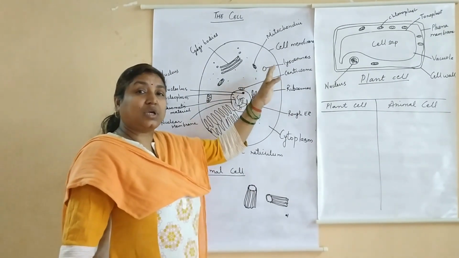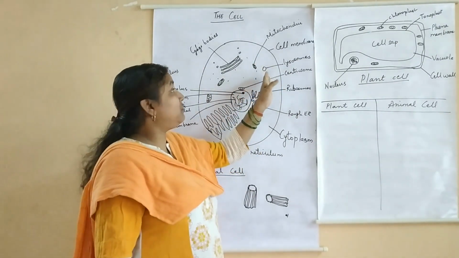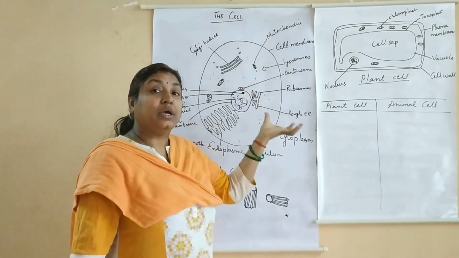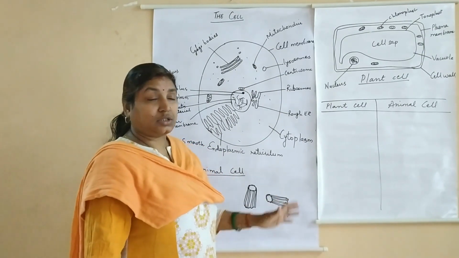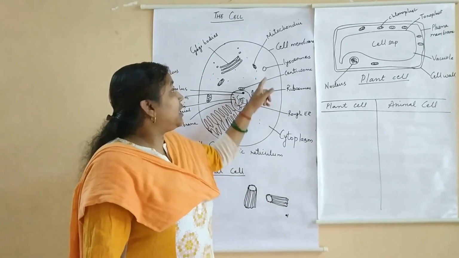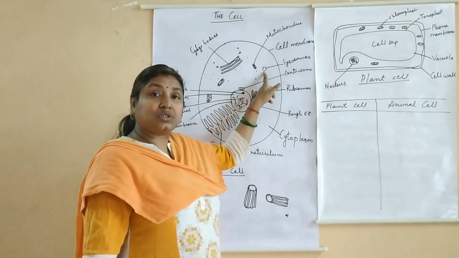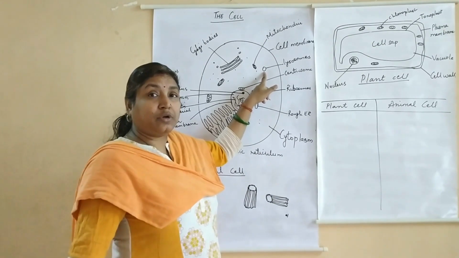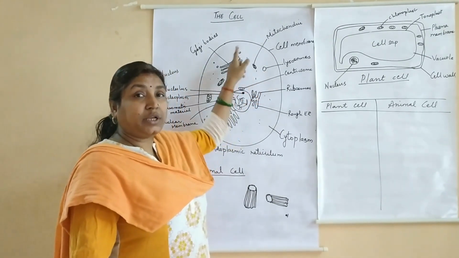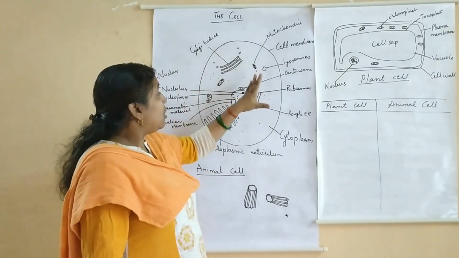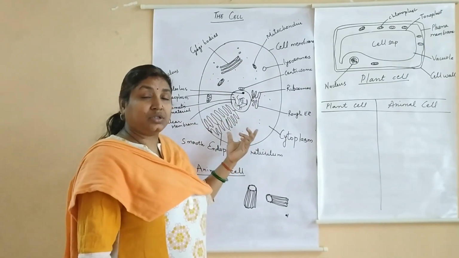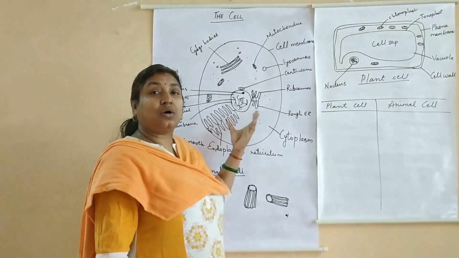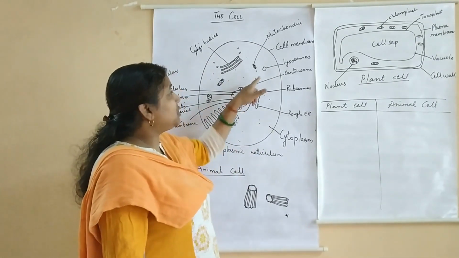Lysosomes. Lysosomes are small spherical vesicles consisting of a number of enzymes responsible for intracellular digestion. Suppose any microbes enter the cell, these lysosomes kill those microbes and protect the body from infection. Also, all the organelles that we have studied so far are living organelles, so they will die one day.